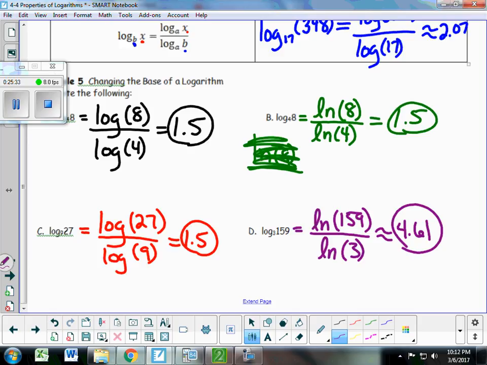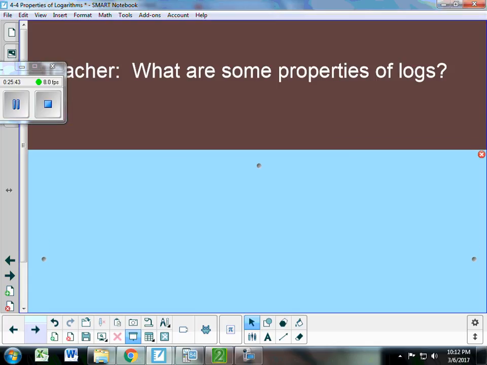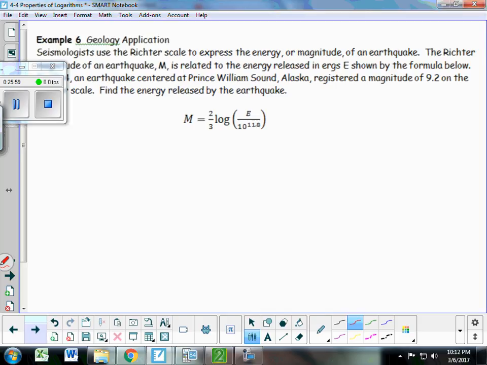We're going to skip the example 6 for now. Oh, teacher, what are some properties of logs? What is this student going to say? They're round, they have bark, and they come from trees. Yep, that is what a log is, but that's not the type of logs we're talking about here. So logarithms. Yeah, our logs have rhythm. Anyway, oh yeah, skip.